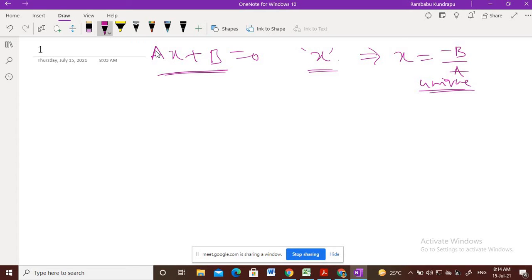Now a linear equation in two variables. That means there must be two variables, and some coefficients must be there, ax plus by, and here some constant is 0.